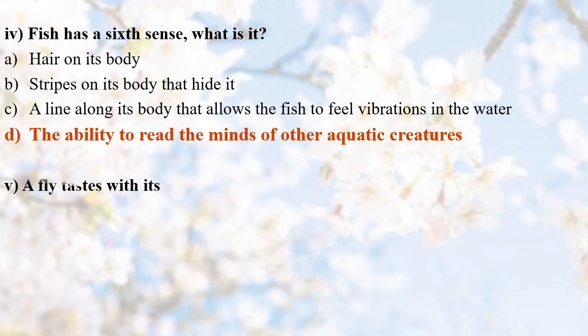Number 5 is, a fly tastes with its. Four options are A. Feeler, B. Antennae, C. Feet, D. Tongue. And the right option is C, feet.